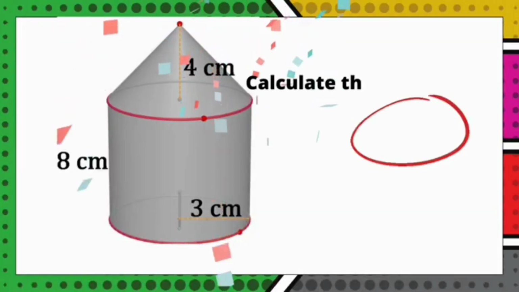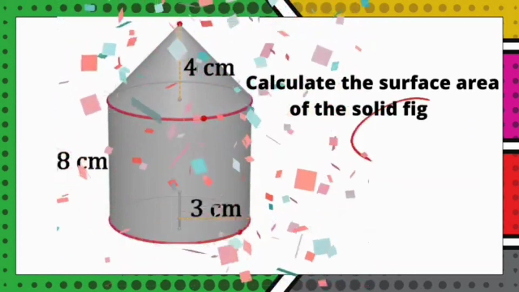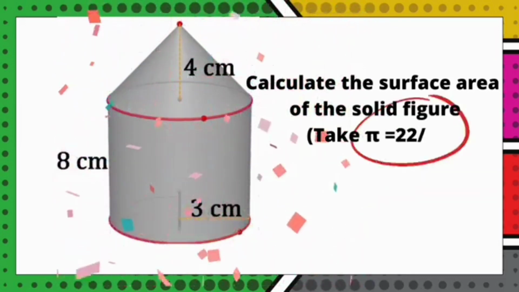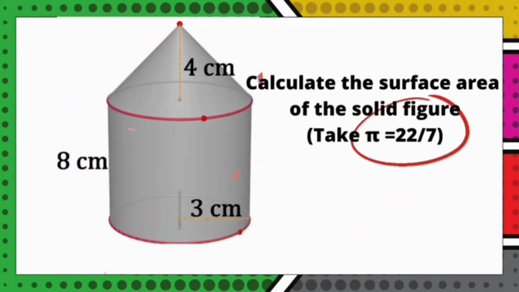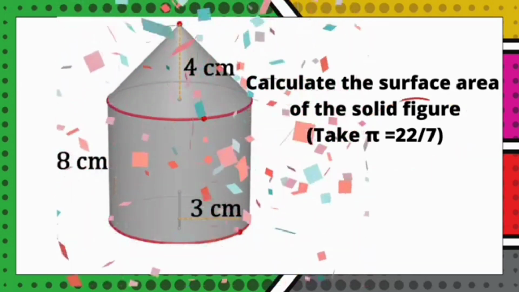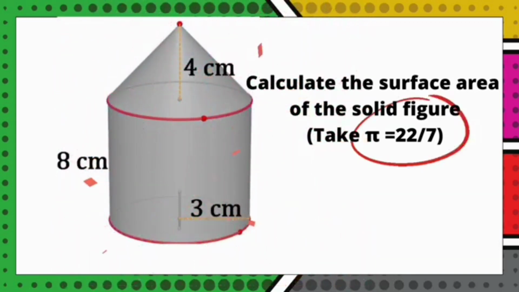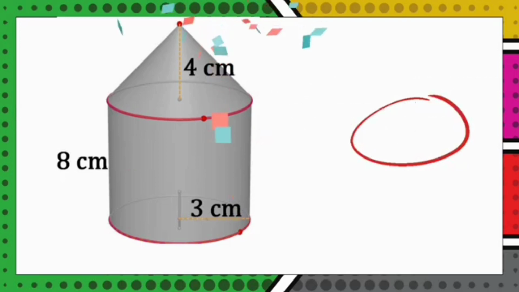In our next example, let's calculate the surface area of the compound solid shown here. The compound solid is made up of a cone and a cylinder joined together. The perpendicular height of the cone is 4 centimeters, the height of the cylinder is 8 centimeters, and the radius is 3 centimeters.